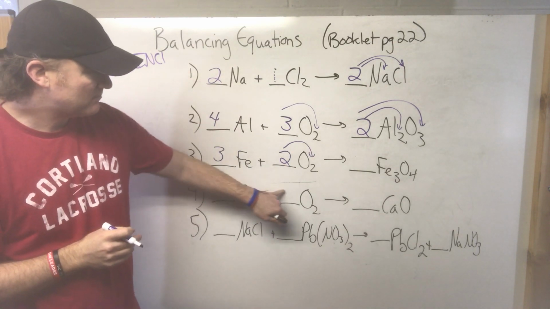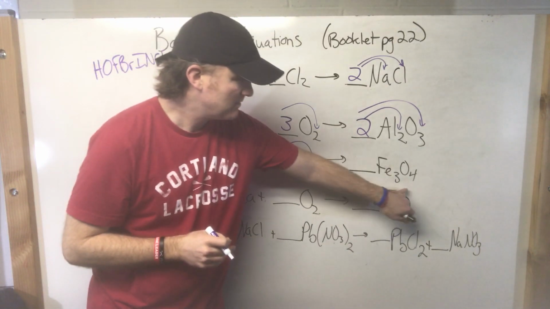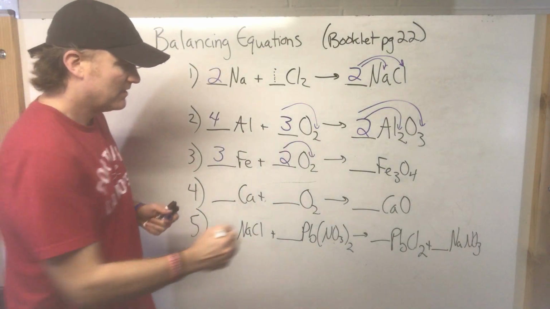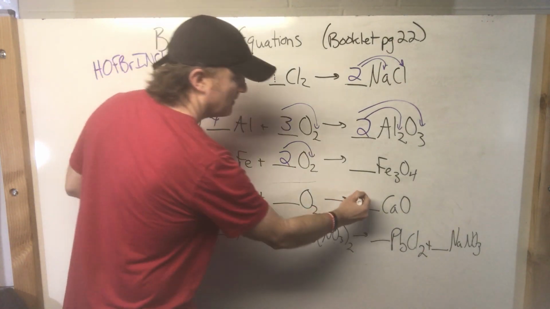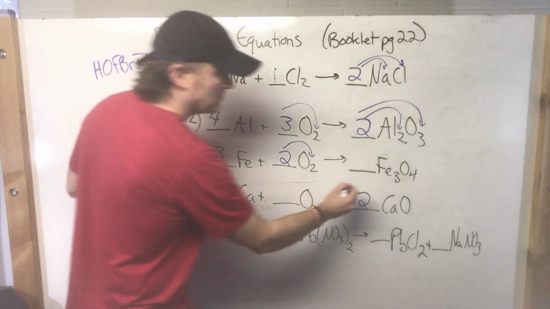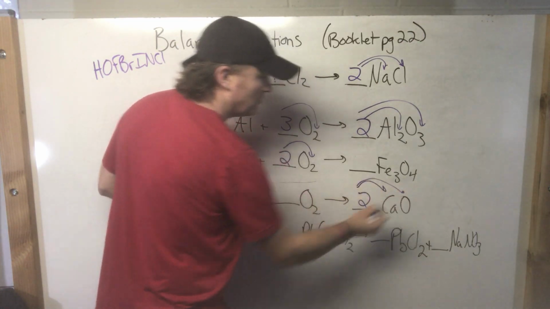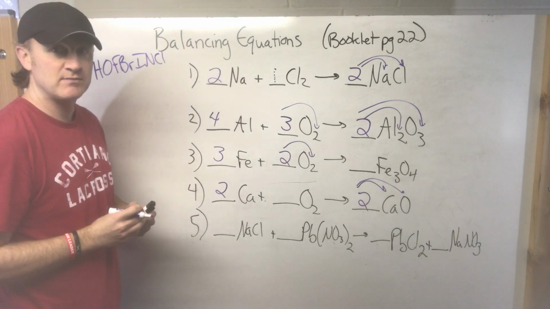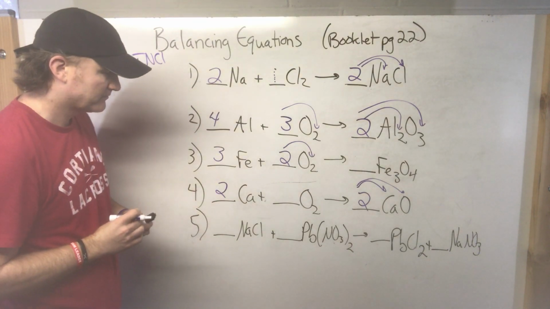So 1 calcium, 2 oxygens, but then 1 and 1 of each. So my calciums are balanced, but my oxygens are not. So I need to come up to 2. I can multiply that by 2, which also now means I have 2 calciums. So I have 2 calciums and I have 2 oxygens. Right now I already have 2 oxygens, so I got to make 2 calciums by putting a 2 in front.